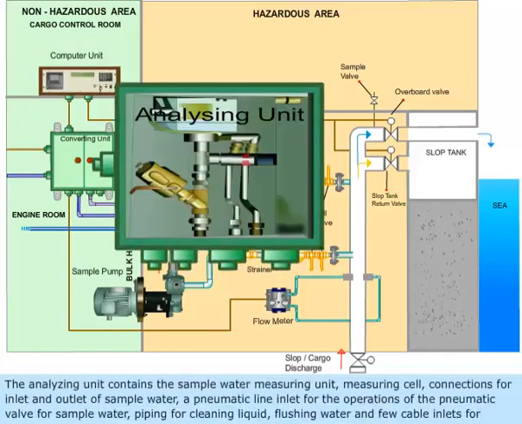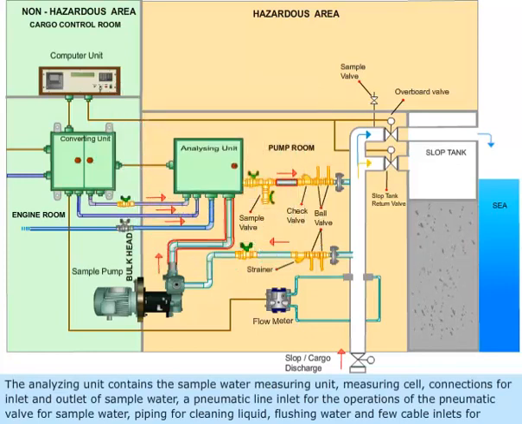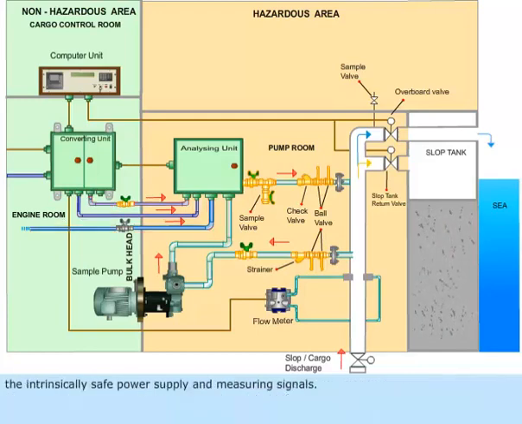The analyzing unit contains the sample water measuring unit, measuring cell, connections for inlet and outlet of sample water, a pneumatic line inlet for operations of the pneumatic valve for sample water, piping for cleaning liquid, flushing water, and a few cable inlets for the intrinsically safe power supply and measuring signals.